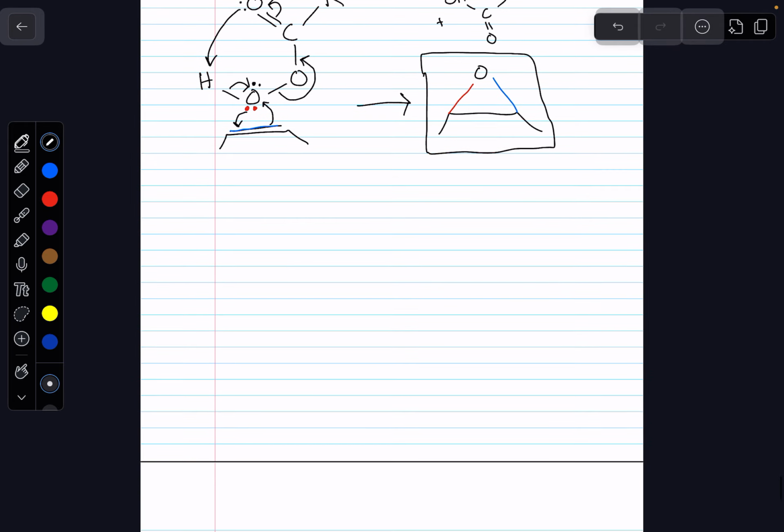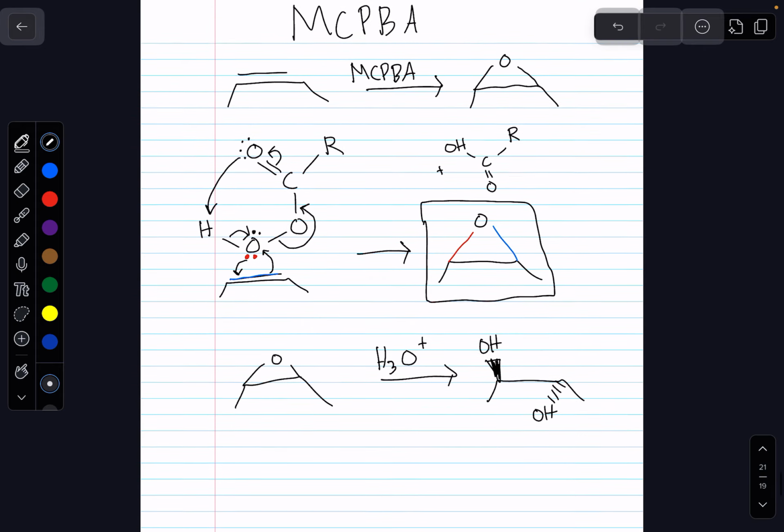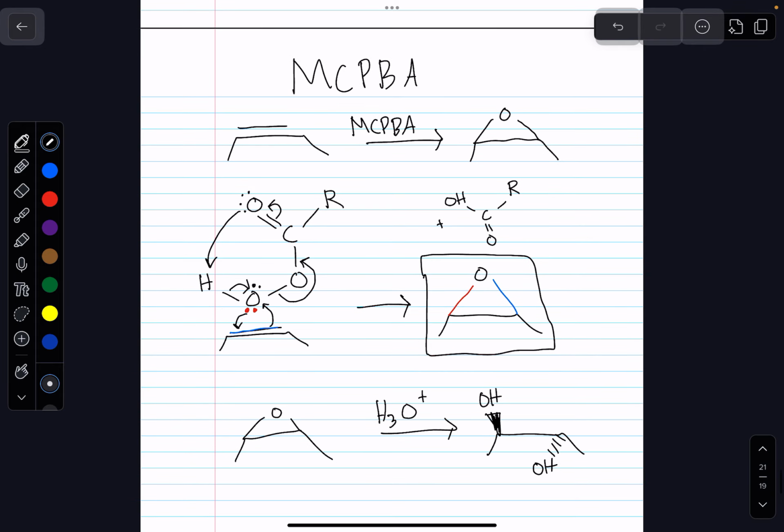But what we can also do is, once we make that epoxide, we can react it with an acid, typically H3O+, and we can form anti OH groups. So an OH group here, and an OH group here. I don't think we need to know the mechanism on the exam, but that's just how the product would look if we reacted that epoxide in H3O+. That is basically it. That's the whole mechanism, and hopefully you guys found this pretty easy to understand.